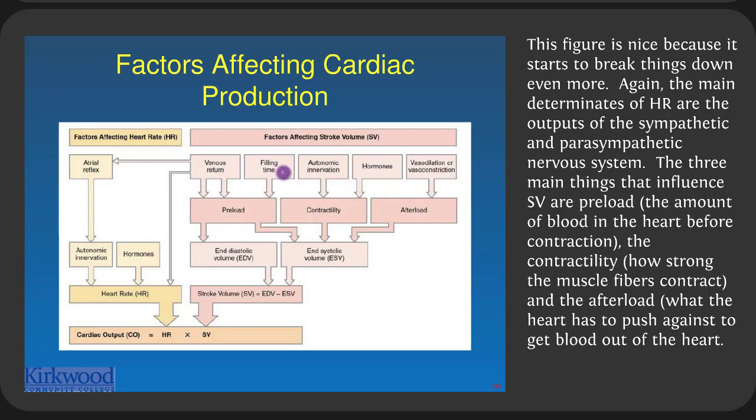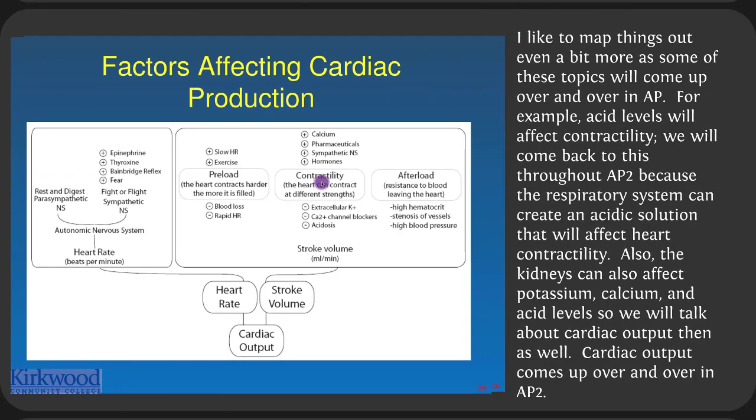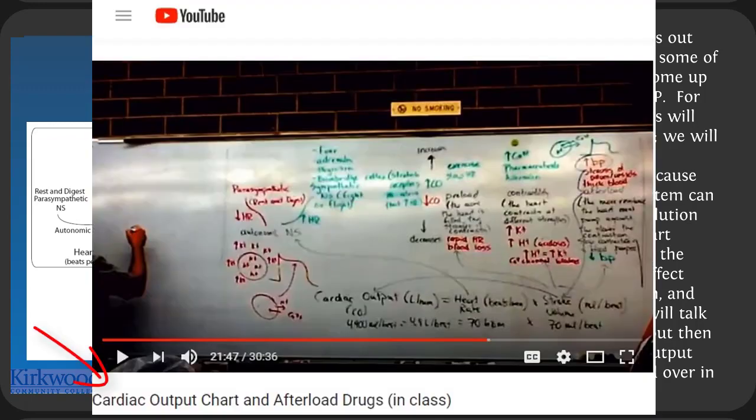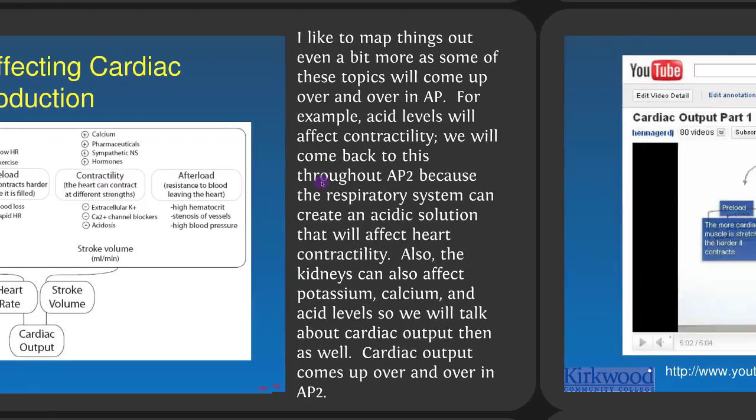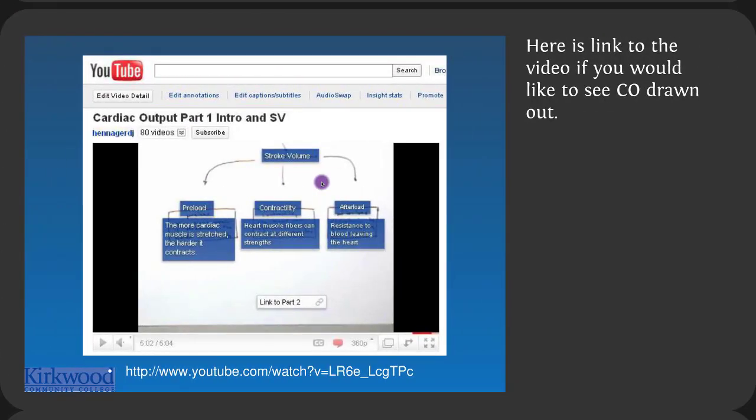I don't think I'll go through all of this in this video, because this video is already going to be long enough. I would refer you over to the other video on cardiac output to hear about cardiac output and the factors that affect cardiac output. That video is on YouTube under cardiac output.